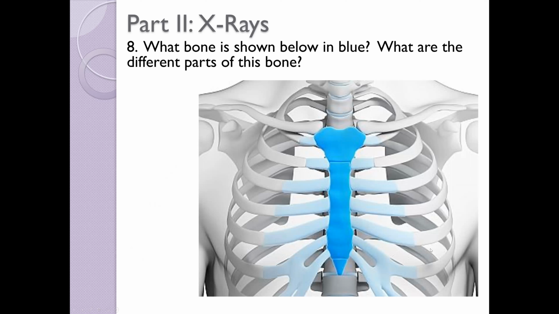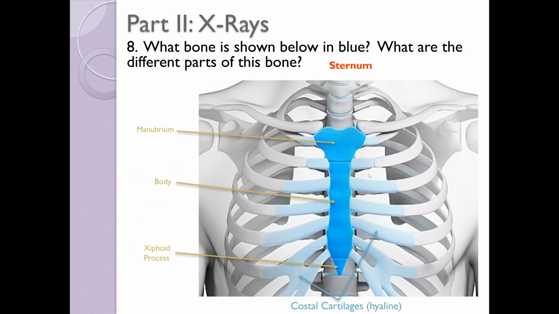Number 8, what bone is shown below in blue? What are the different parts of this bone? So this is the sternum. You used to call it your breastbone, but now you're going to call it the sternum. The top part is called the manubrium. The middle part is called the body. And the bottom part that's got the little pointy end is the xiphoid process.